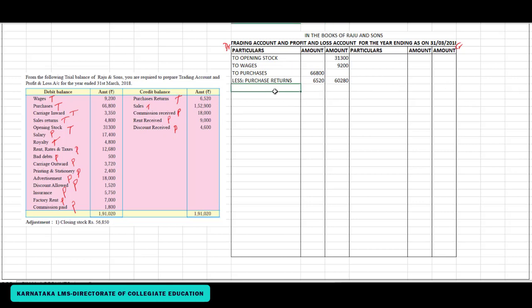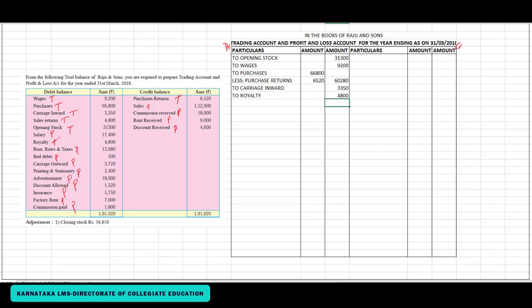And next we have carriage inward, that amounted to rupees 3,350. And next we have royalty. So wages are written, purchases are done, as well as carriage inward, and sales returns we must enter after writing sales. Next we have royalty, amounting to rupees 4,800.